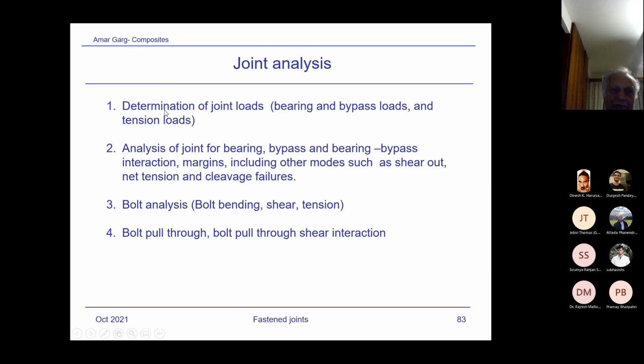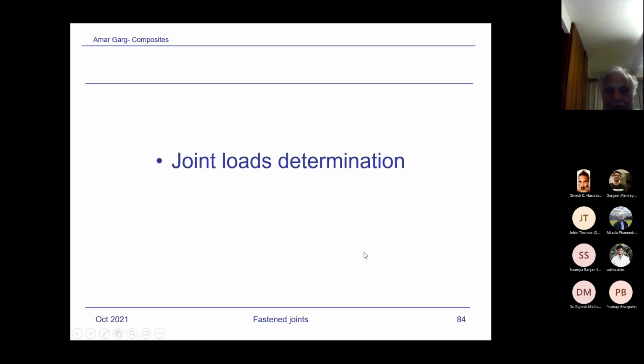Now, joint analysis. Determination of joint load, bearing and bypass loads and tension loads. Analysis of joint for bearing and bypass, bearing bypass interaction, margin calculation. Other modes of failure such as shear out, net tension and cleavage failures have to be also analyzed in addition to bearing bypass interactions. Bolt analysis, bolt bending, shear, tension, which I'll be showing in this presentation, each mode of failure calculation. Bolt pull-through, shear interaction.